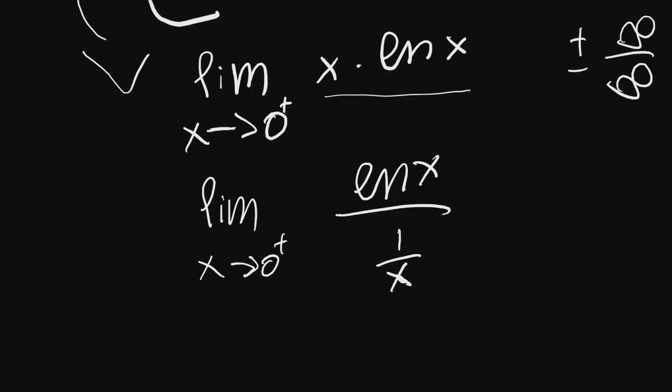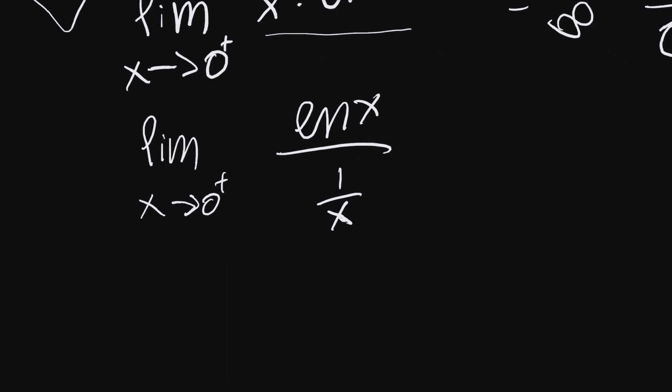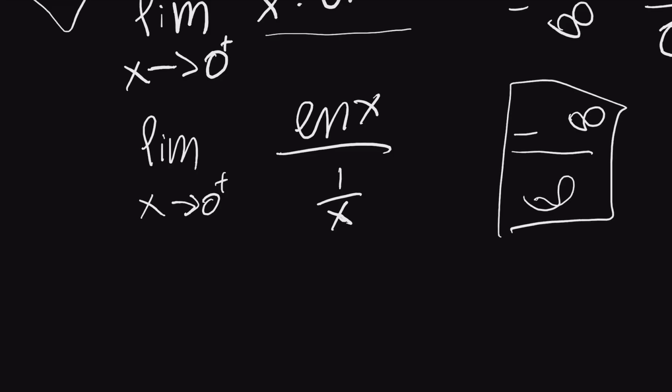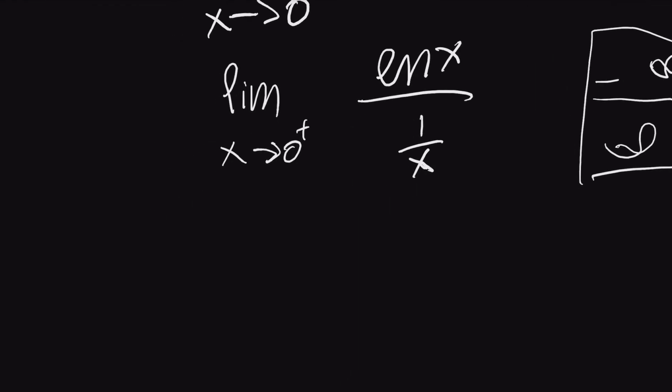Dividing the natural log of x by 1 over x is the same thing as multiplying it by x. If you do direct substitution here, the natural log of x goes to negative infinity as x approaches 0 from the right, and 1 over x goes to infinity. So you end up with an indeterminate form that allows us to use L'Hopital's rule. So we're going to use L'Hopital's rule now.